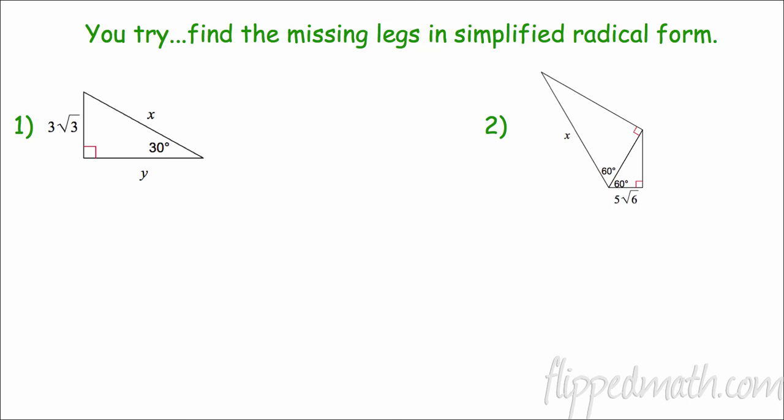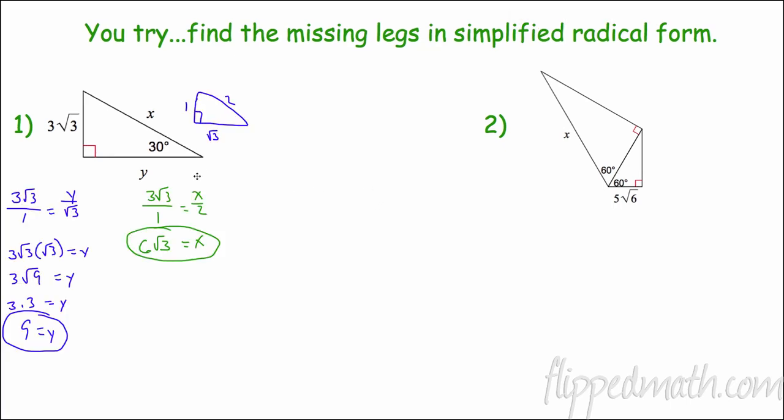So pause the video and try these on your own. So you can see I did this one with similar triangles. On the homework, I'm going to do half of them with similar triangles, the left column with similar triangles, the right column with the shortcut, just so you get a chance to see them done both ways. You can do them however you want, all right? Pick a method that's best for you.